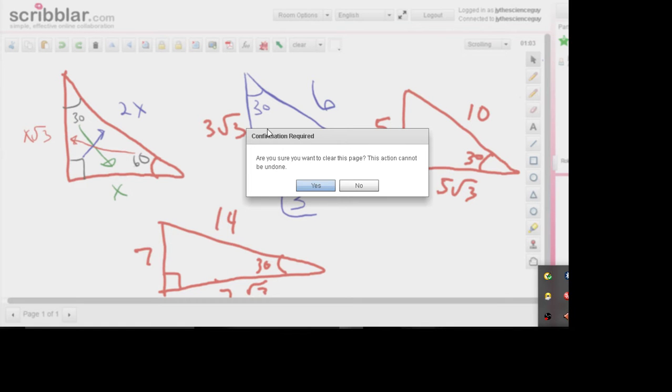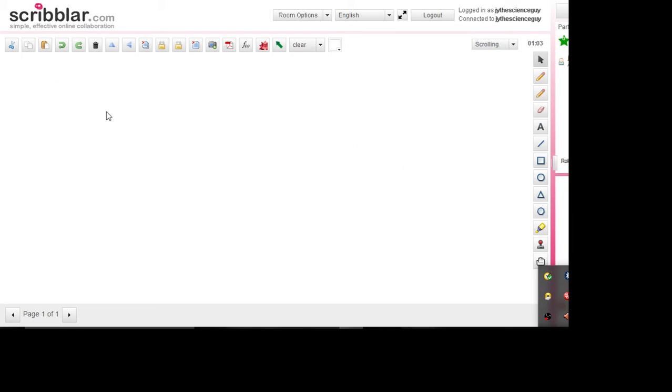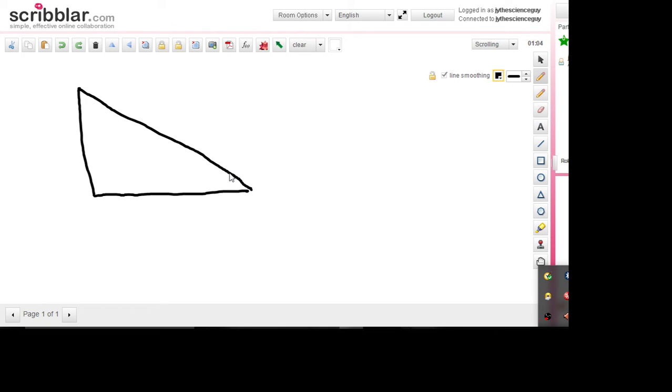Let's clear this. Okay, so I'm going to do the next hardest side. There's my 30 side, there's my 90 degrees, and I'm going to say that this one is 10. Where's my x side? Do you have your picture? You don't have your picture, do you? I need you to write this in your notebook, okay? So you have this picture as a reference.